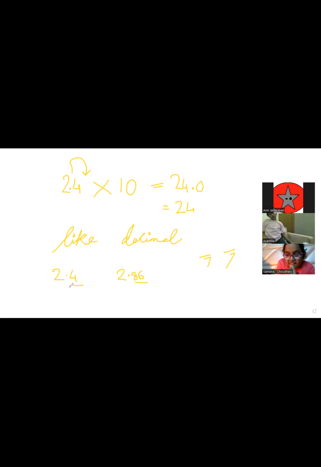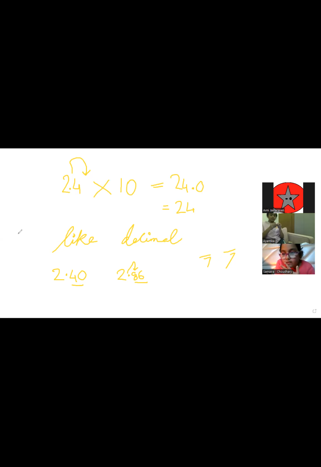अभी यहाँ पर समायरा देखो, 2.4 के बाद तो डेसिमल के बाद 1 डिजिट है ना? Yes, ma'am. और यहाँ पर डेसिमल के बाद कितने डिजिट्स है? 2. तो हम दोनों को बराबर करेंगे, इसमें एक जीरो लगा देंगे. अब ये like decimal हो गया. Got it? This is the difference. And this is very important because whenever you are doing addition and subtraction, ascending, descending of decimals, you will have to convert all the decimals into one like decimal.